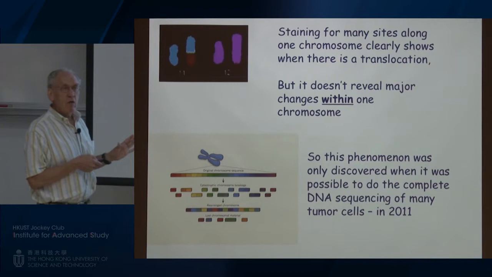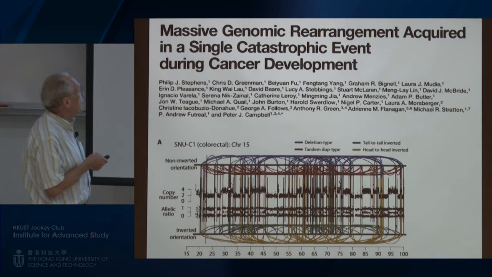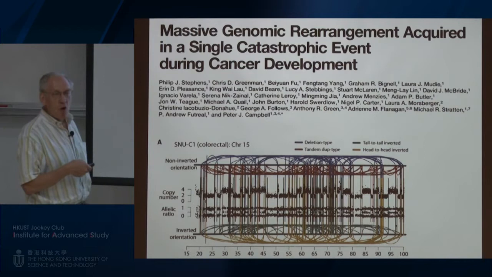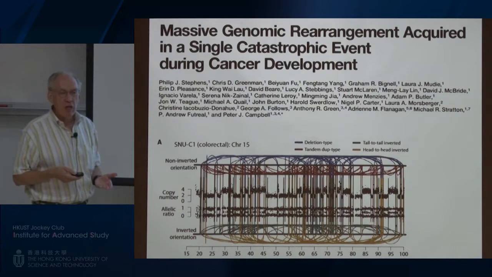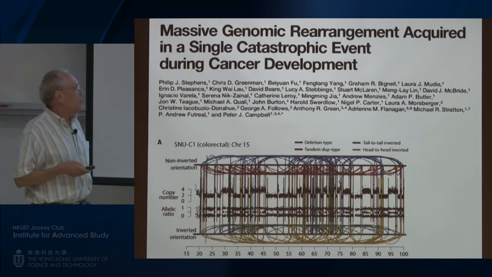And this is just a figure from their paper, where this is one chromosome just being completely bashed into all these rearrangements. And some of these rearrangements probably have something to do with the cancer, and many others are just the consequence of the bashing that we don't yet understand.